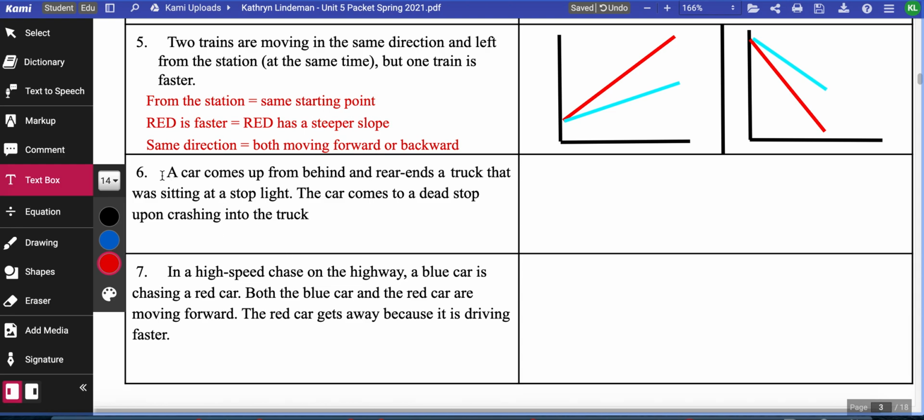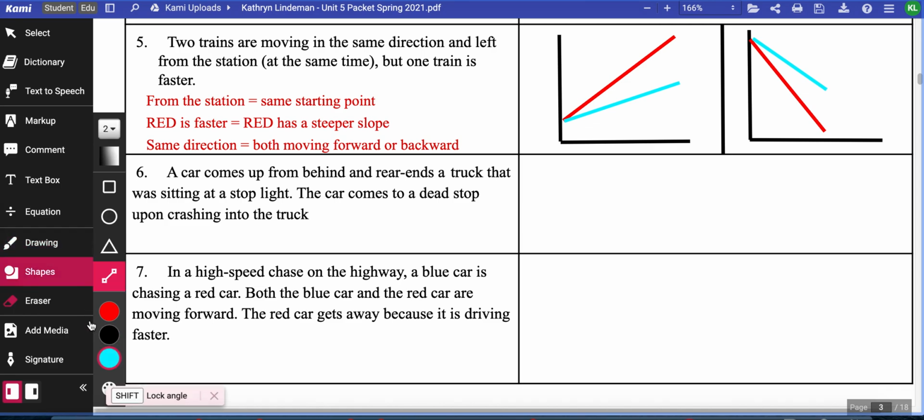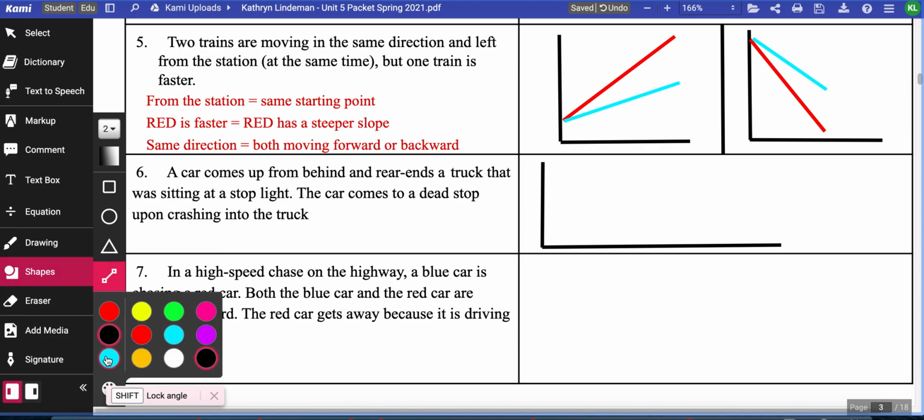Okay, number 6. A car comes up from behind and rear ends a truck that was sitting at a stoplight. The car comes to a dead stop upon crashing into the truck. So again, we have two different objects here. The car, just trying to underline it so we know what color these things are, and the truck.